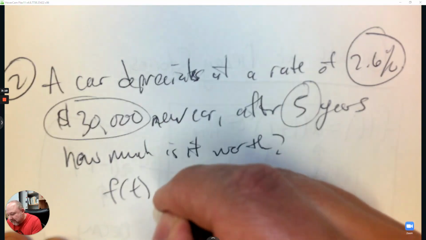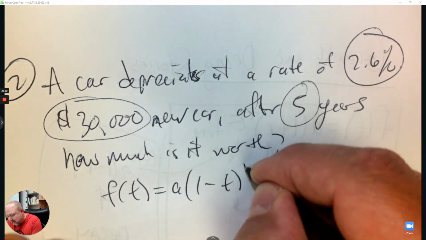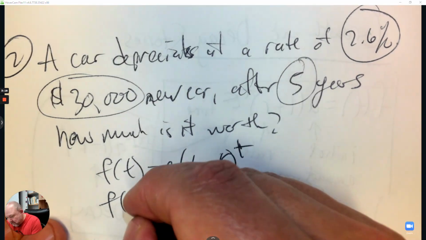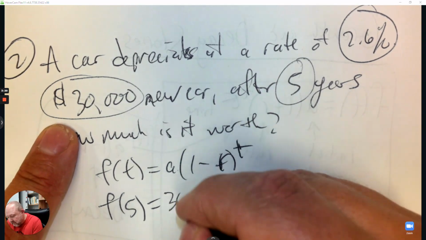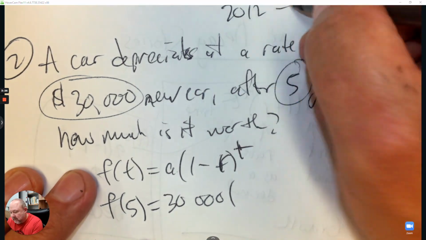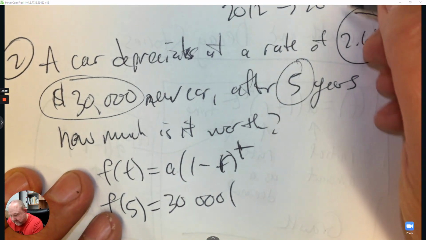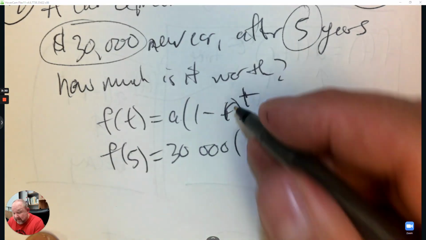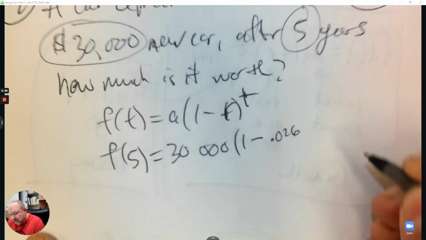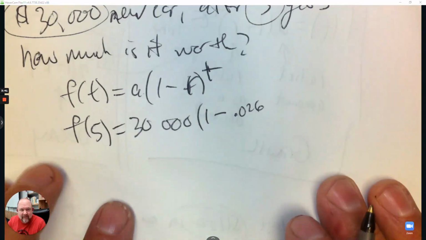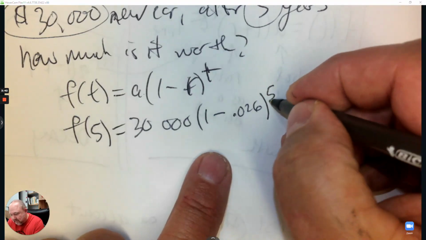So we're going to write down the decay equation, which is subtracting. And then we're going to plug in. So T is 5 years. A, the initial amount, is 30,000. Sometimes you're given years. So if you're given like 2012 to 2018, then all you have to do is subtract the years to get it. So that's no big deal. The rate as a decimal would be 0.026. Even though it is a percent, you still have to move it 2 to the left. And then the exponent would be 5, and then you'd use your calculator and calculate it.